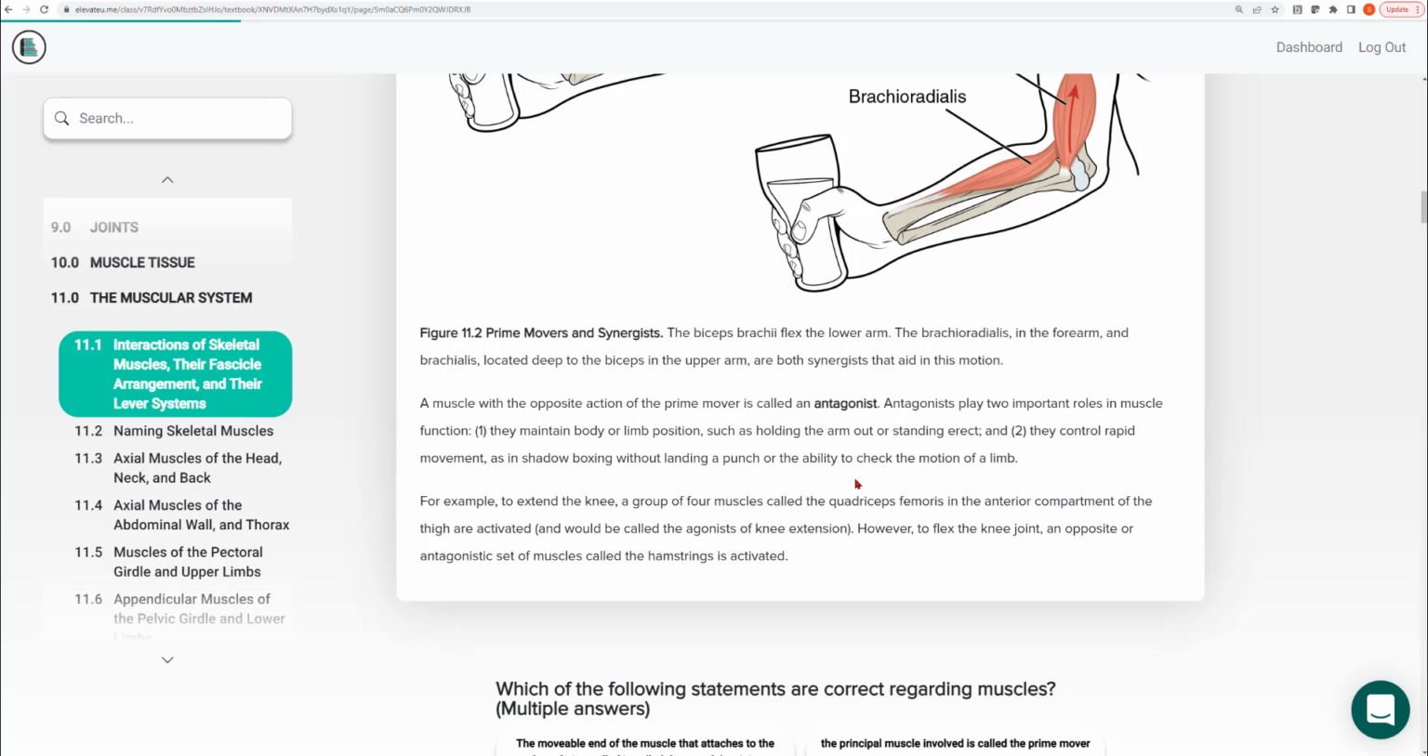The other really common antagonistic group that you're going to be learning about is the quadriceps femoris group in the anterior thigh versus the hamstring group, which is the opposing group, in the posterior thigh. So the quadriceps femoris and the hamstring groups are antagonistic to each other. And while I'm here, you should be able to name the 4 quadriceps femoris muscles.